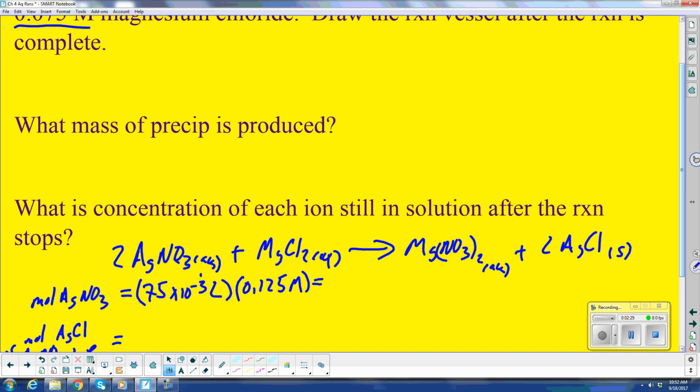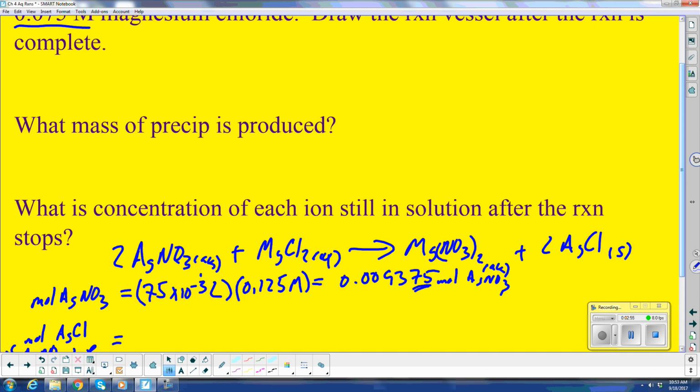75 times 10 to the minus 3 times 0.125. Let's try that again. Times 0.125. How about 0.009375 moles of my AgNO3?